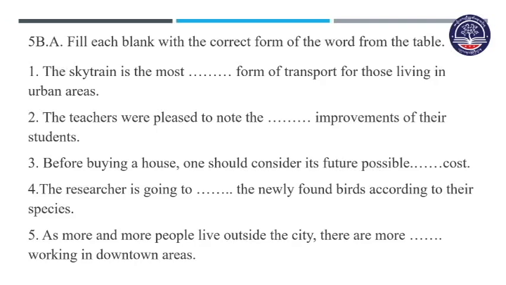The researcher is going to blanks the newly found birds according to their species. Categorize. Yes, categorize is the verb form. Going to plus verb 1. Categorize. And here there is a researcher. Researcher means a person who doing the research. Let's go to number 5.